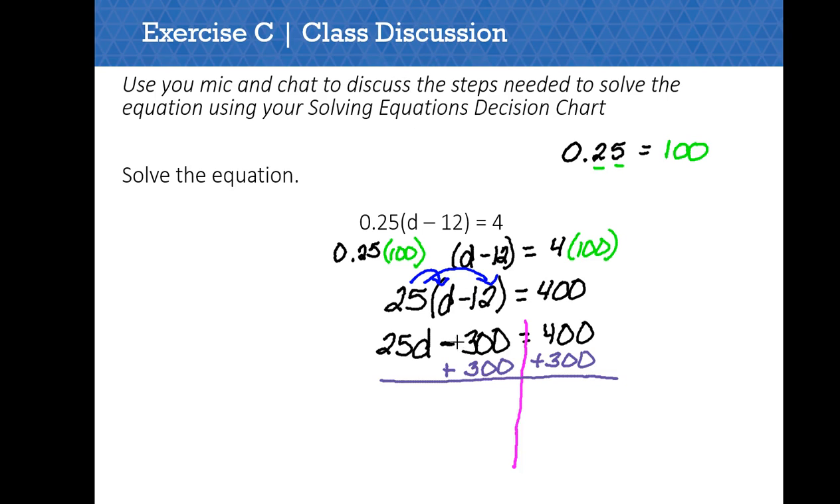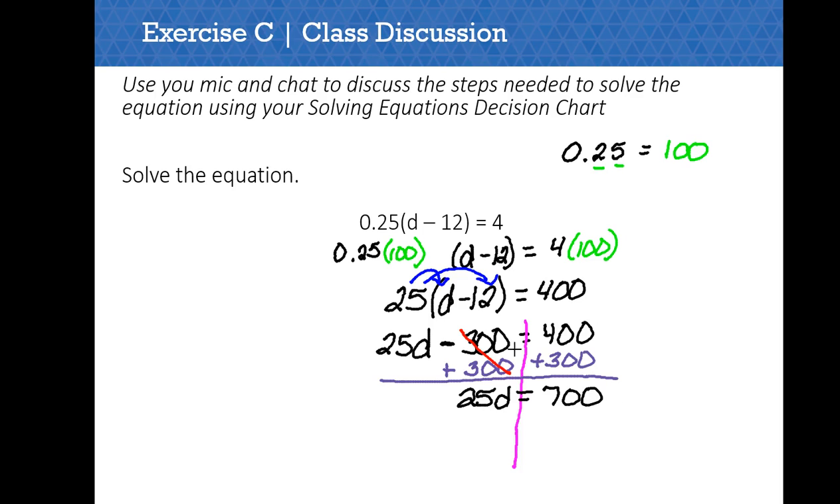Now, there on the left, the negative 300 and the plus 300 are going to cancel each other out, which means that what I'm going to bring down is that 25d. Okay, and then it's going to equal, and then I have 400 plus 300, which is going to give me 700. Okay, so that's going to give me 700. All right, so there I did my add or subtract to move the constant away from the variable.